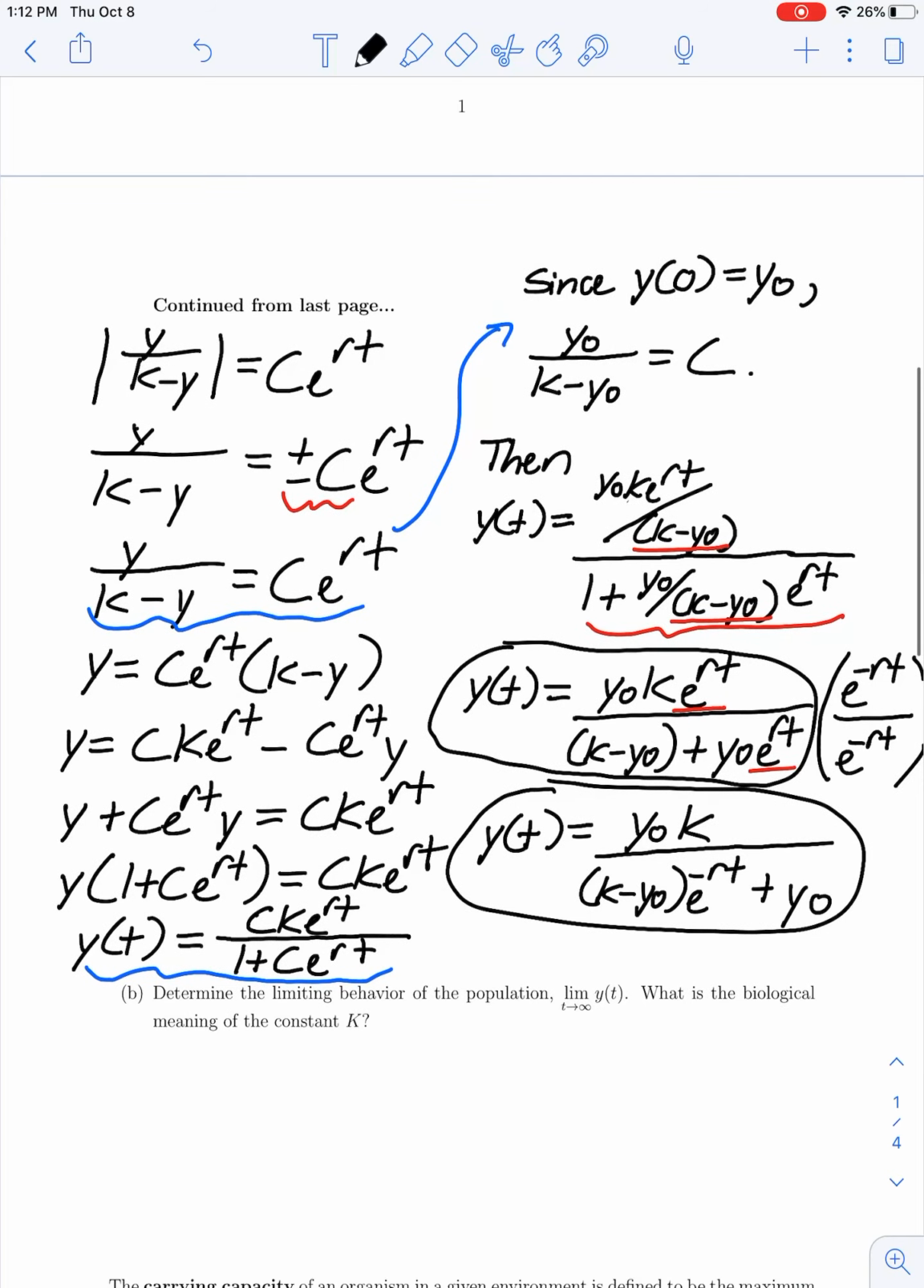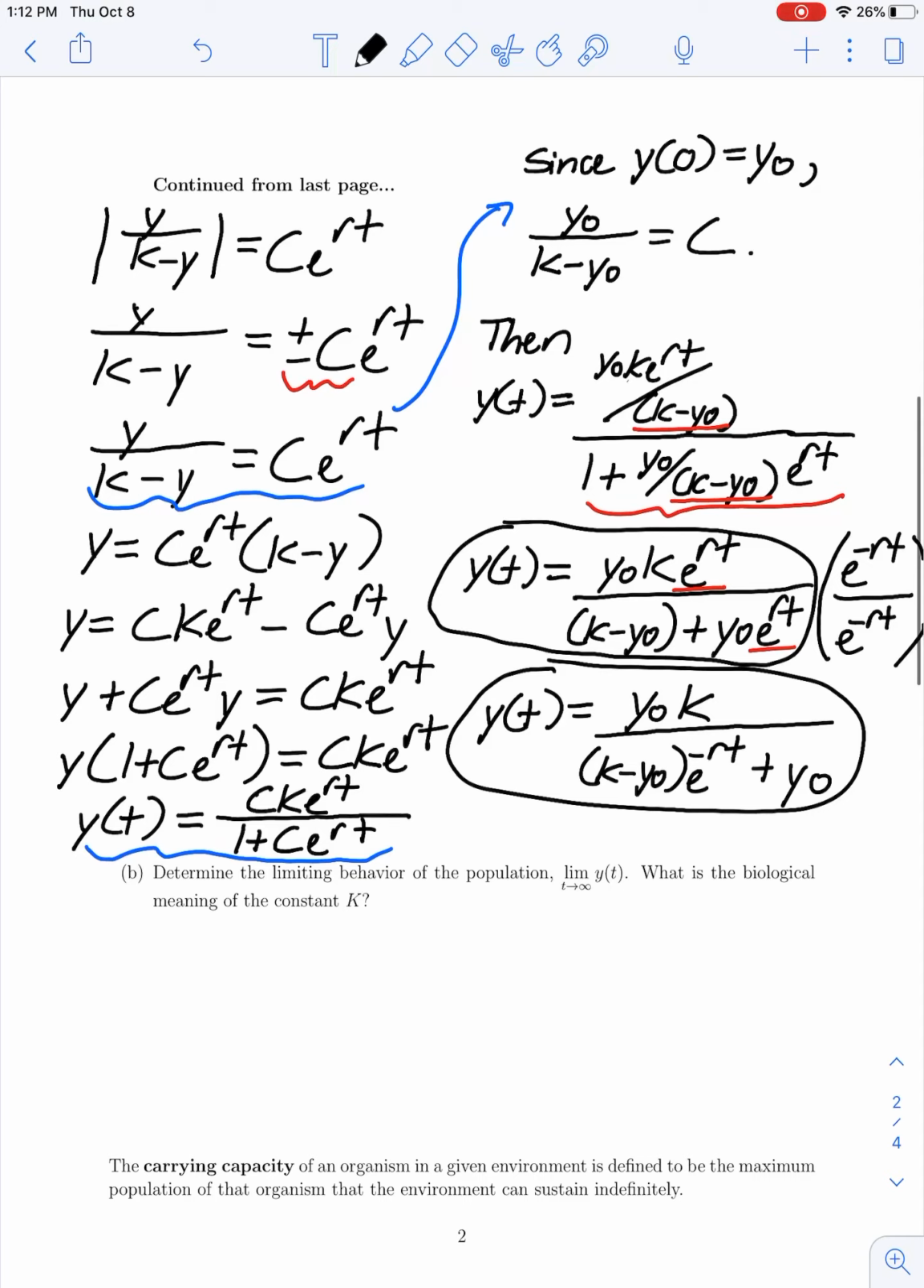So in part B of this example, we are asked to determine the limiting behavior of the population as t approaches infinity. So that is, what is the limit of this y of t function that we just found in part A as t approaches infinity. And then we ask, what is the biological meaning of the constant k? So here, as time t becomes infinitely large, our solution y of t, let's see what we're approaching.